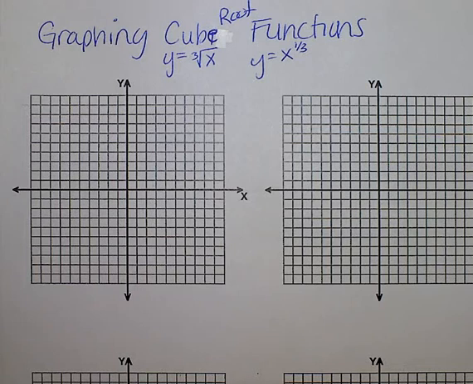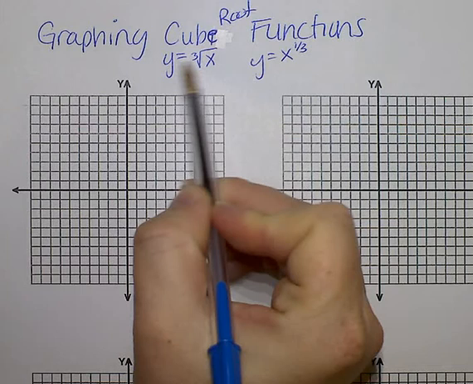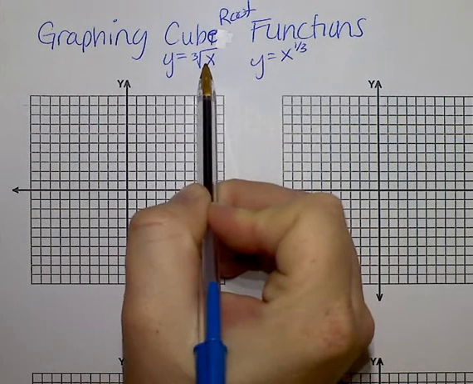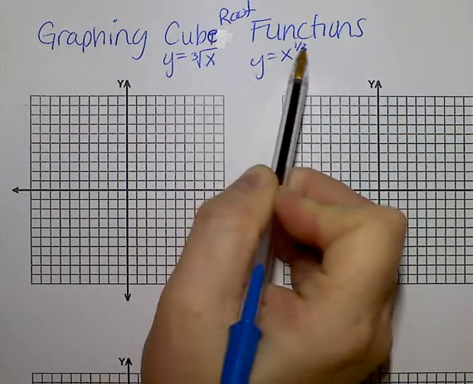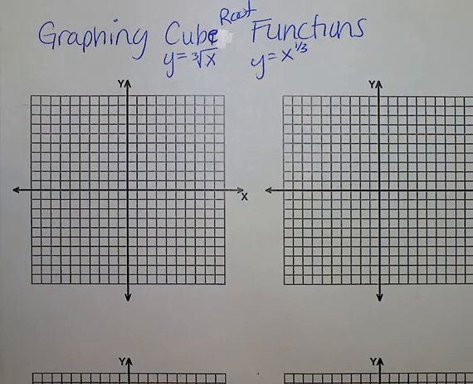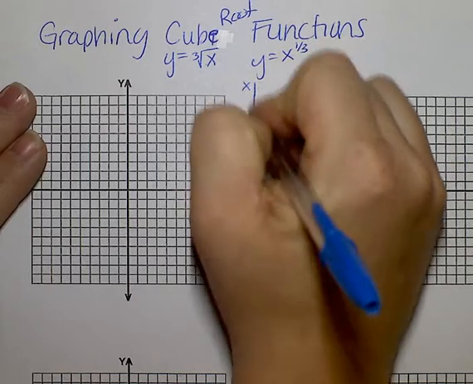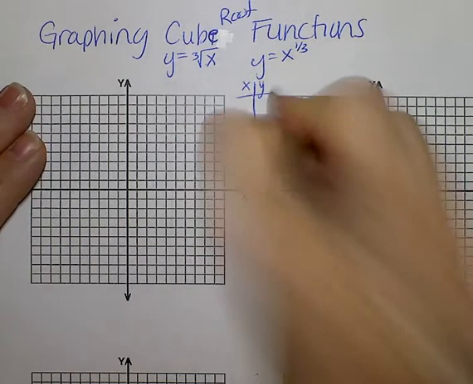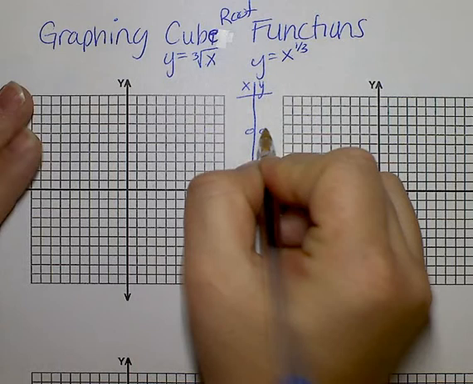Graphing cube root functions. So we can write it in radical form or in rational exponent form. They're equivalent. But just like yesterday where you had to memorize the pattern for square root, 0, 0, 1, 1, 4, 2, 9, 3, you do have a pattern that we're going to memorize for cube root problems. Start by putting 0, 0 in the middle.